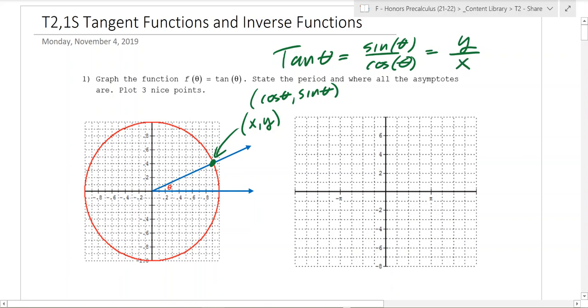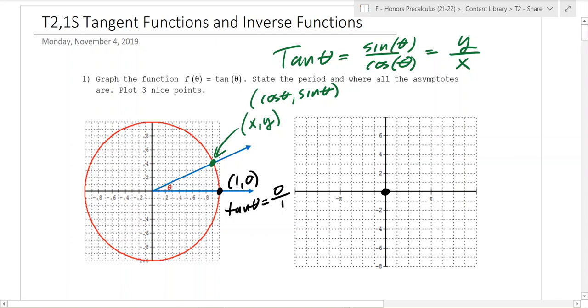So we need to make a graph and then state the period and where all the asymptotes are. One way to talk about this is to look at the easier points, the ones that work really well. We know right here when theta is 0, the point is (1, 0). So the tangent there would be the y coordinate over the x coordinate, so 0 over 1. So the tangent of 0 is 0. So we know it's going to be right there.